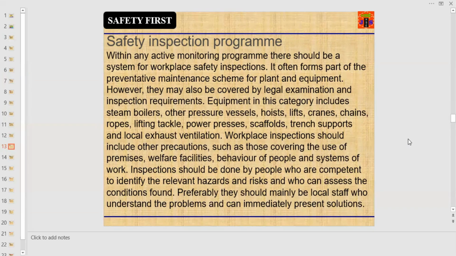Workplace inspections should include other precautions, such as those covering the use of premises, welfare facilities, behaviors of people, and systems of work. Inspections should be done by people who are competent to identify the relevant hazards and risks and who can assess the conditions found. Preferably, they should mainly be local staff who understand problems and can immediately present solutions.